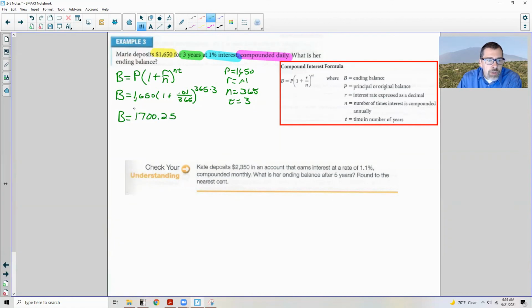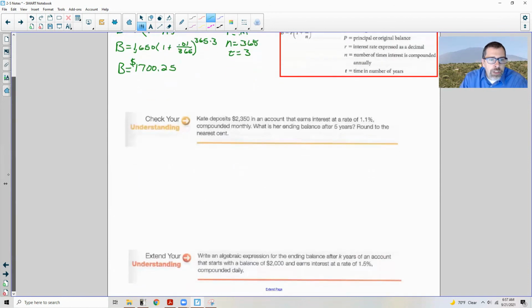So that is going to equal $1,700.25. If you ever want to know how much interest you earned, you just take your new balance and subtract the principal, and you'll see that you made $50.25 in 3 years at 1%. Okay, 1% is not very much. Okay, now there's a quick check your understanding. Pause the video, see if you can do this, and come back.